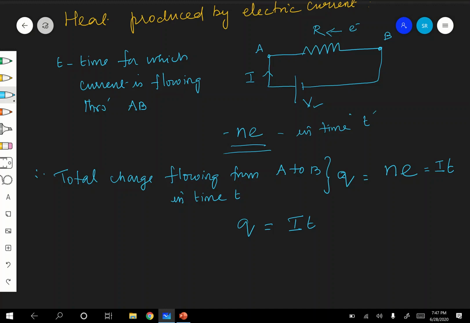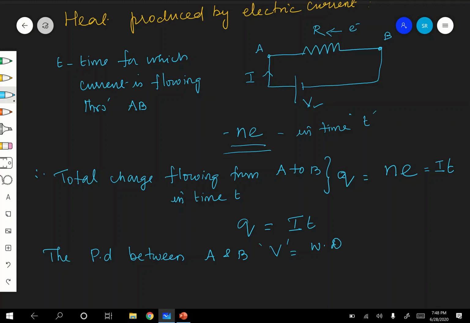Therefore, now I can say that by definition, the potential difference between A and B is nothing but V, na? That is nothing but the work done, by definition. Just now I have given the definition.